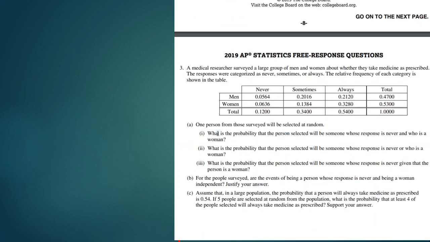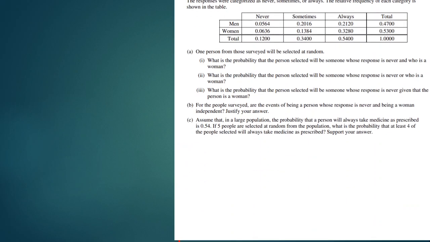Okay, so that was question number 2. So 1 and 2 were fairly straightforward. Now we start getting into slightly more challenging questions, a little bit more calculation oriented. Okay, so it says a medical researcher surveyed a large group of men and women about whether they take medicine as prescribed. The responses were categorized as never, sometimes, or always, and the relative frequency of each category is shown in the table. One person from those surveyed will be selected at random. What is the probability that the person selected will be someone whose response is never and who is a woman?